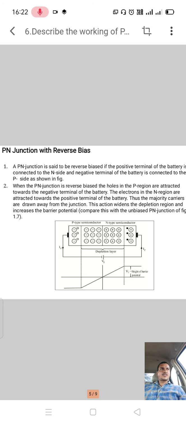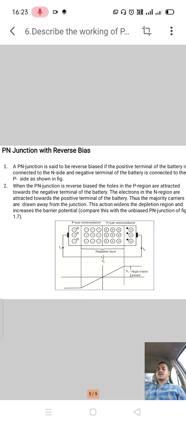Coming to the next one, PN junction with reverse bias. Before that, I will tell you some points about forward bias. That is, the properties of a PN junction under forward bias.